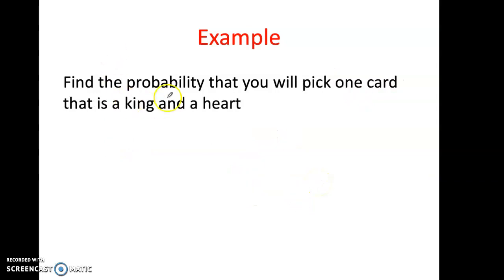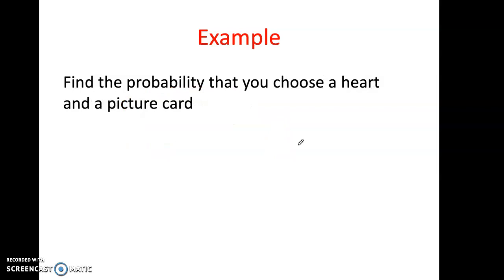Find the probability you'll pick one card that's a king and a heart. So they have to both have that in common. So how many cards are a king and a heart together? Well, we know we have 4 kings, and it's either going to be a heart, a club, a spade, or a diamond. So we only have one card of the whole deck that's a king and a heart. 1 out of 52.